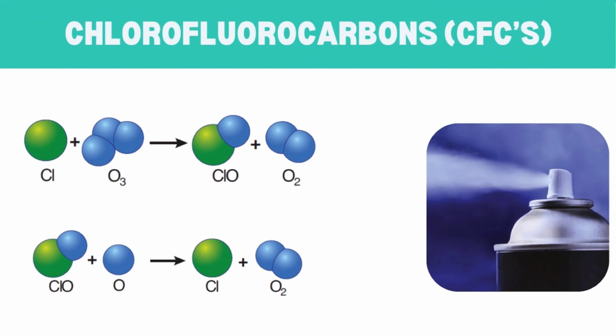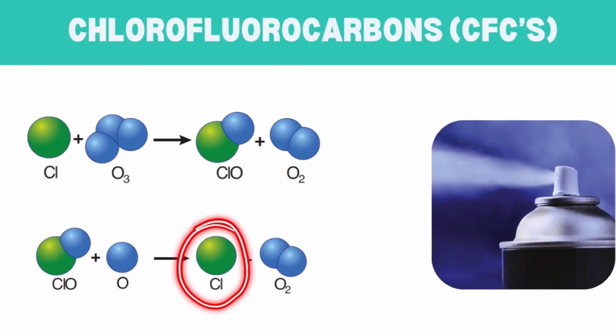So these two reactions happen over and over again, so that a single atom of chlorine acting as a catalyst can destroy about 1 lakh molecules of ozone. So that is why the chlorofluorocarbons are very dangerous, even if they are in very small amounts in the atmosphere.